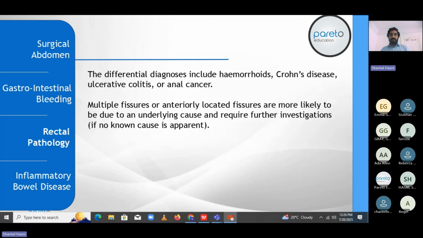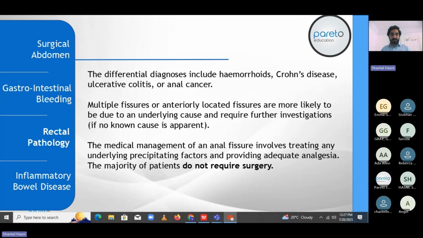Differentials would be hemorrhoids, Crohn's, ulcerative colitis, and obviously squamous cell carcinoma of the anus can present as an anal fissure as well. Multiple fissures or anteriorly located fissures, you shouldn't have multiple fissures at all, or something's going on. Or if they are anterior, that's where the pathology is coming from some other place as well.